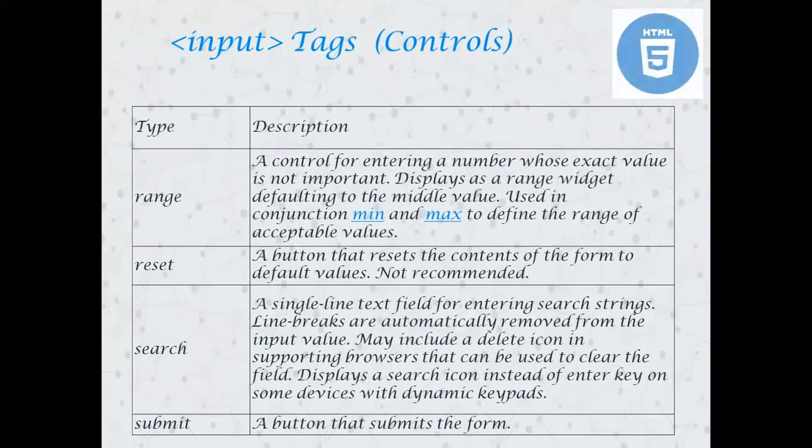Then more controls, range. Input type range specifies what type of range. If you take a mobile number, the specification is that the range should be between 0 to 9 and a 10-digit range, from minimum value to maximum value. Then the reset button, already I have told you. Then search, when you want a control for searching anything. And the submit button, already discussed.